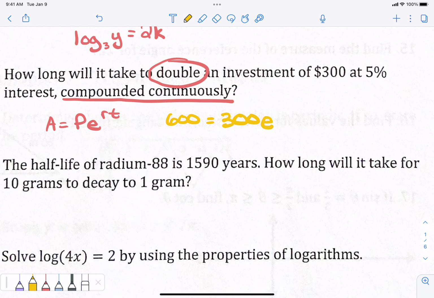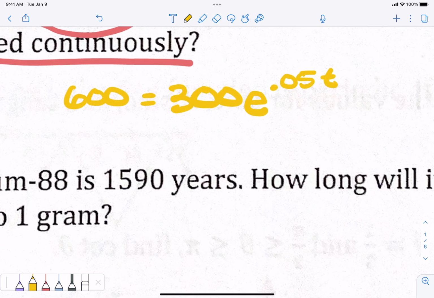R is 0.05 because we make that a decimal. And then what are we solving for? T. How long, right? What's E? E is just the E number in your calculator, right?